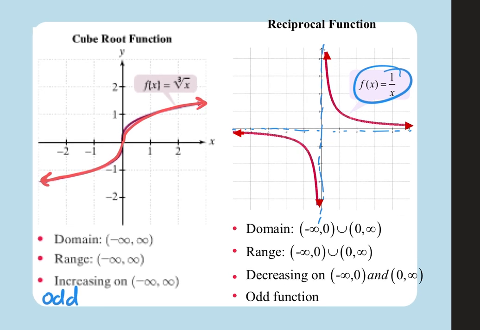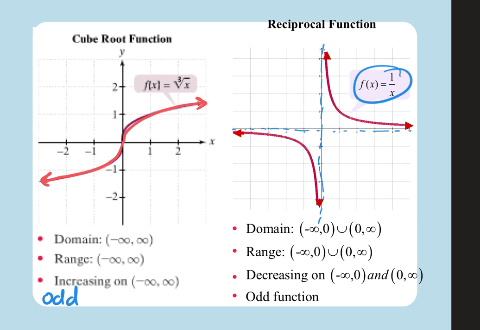On the right-hand side, this time my domain stops and starts because of the asymptote. So it would go from negative infinity to 0. It can't touch 0, so it has a parenthesis on the 0. It would start again at 0 and go to positive infinity. And the range is the same. There's a break in my range because of the horizontal asymptote: negative infinity to 0 and 0 to positive infinity.